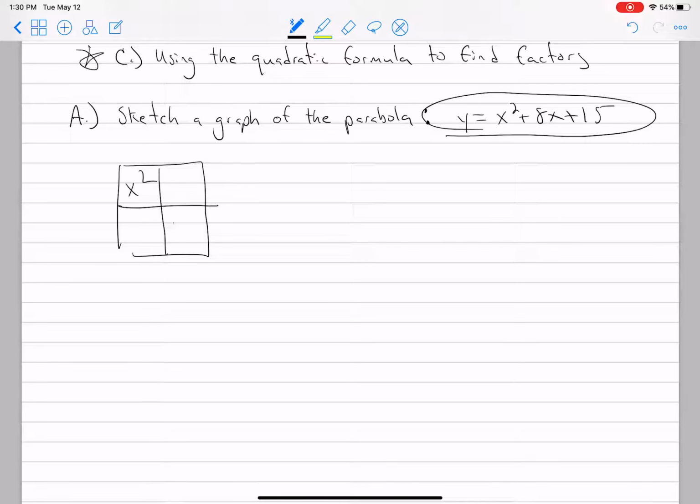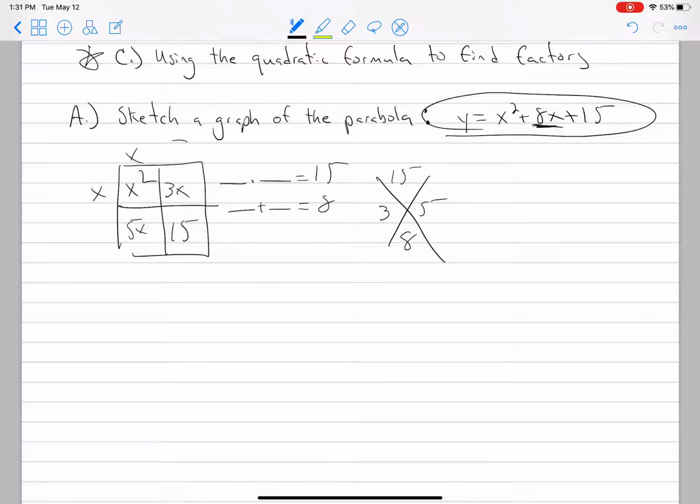I know that this is an x squared. I know that this is a 15. I know that blank times blank needs to equal 15, and I know that blank plus blank needs to equal the middle term, which is 8. So what's that? Multiply to 15, add to 8, well, 3 times 5? 3x, 5x, x, 3, 5. Boom. So I already know right now that my factors are x plus 3 times x plus 5.